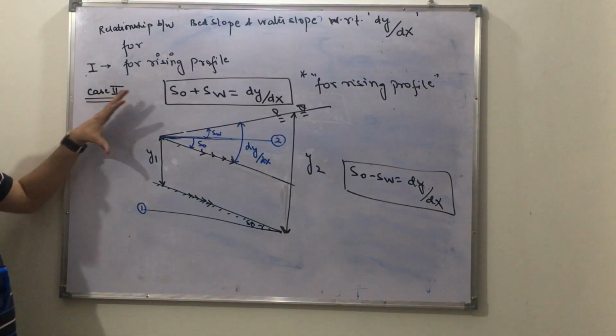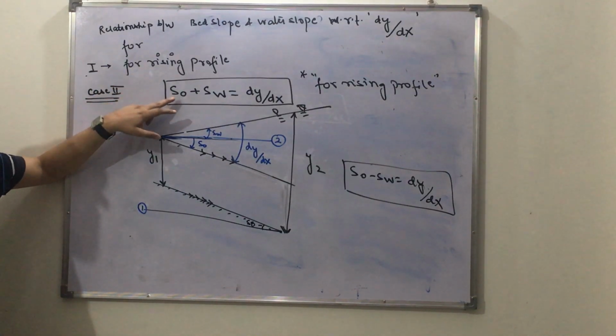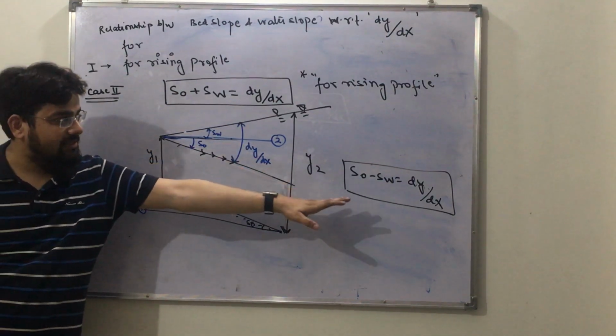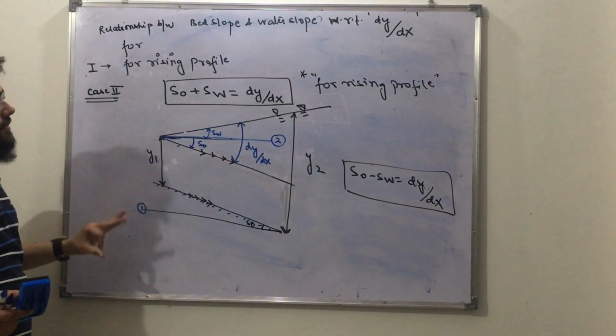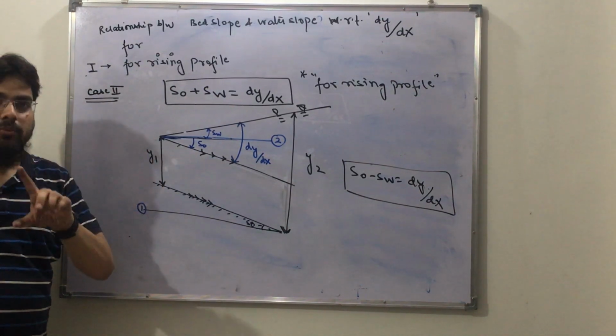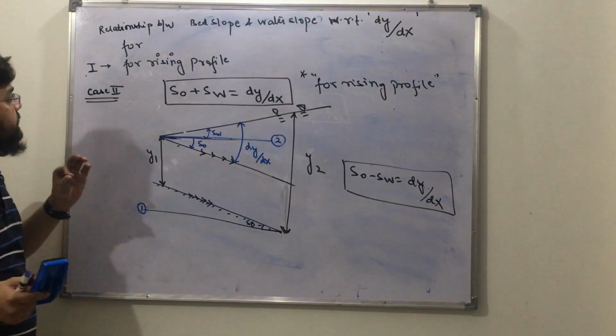So now we have arrived at the discussion that for rising profile, the mandatory condition is S naught plus SW equal to dy by dx, or we can say that S naught minus SW equal to dy by dx. So this is the mandatory condition for rising profile. We will use this in numerical problems and understand it in more detail later on.